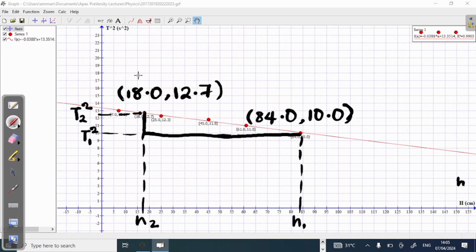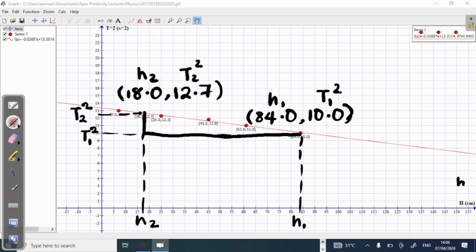So it means that this point here is h2. This is t2 squared. This point here is h1. This is t1 squared. All right, so let's take back these values, and then we'll use them for our slope calculation.